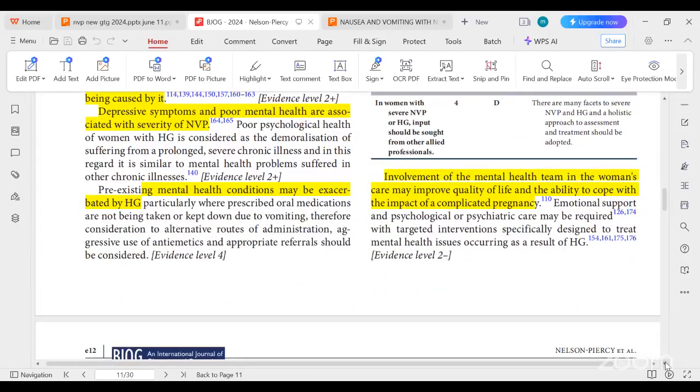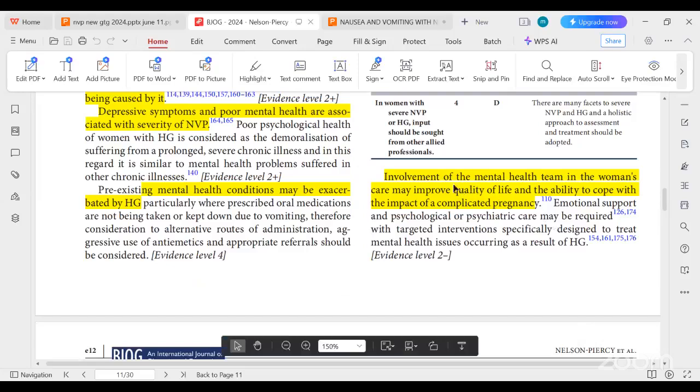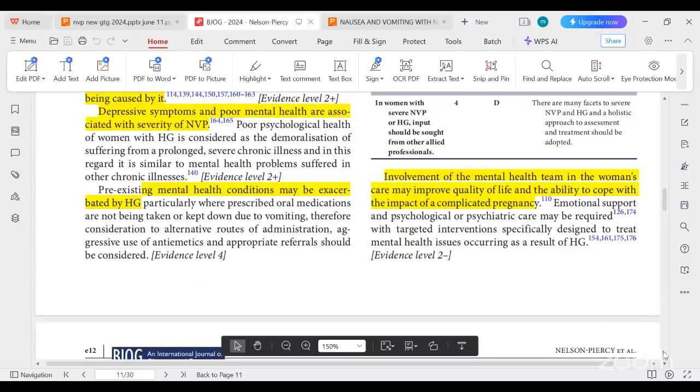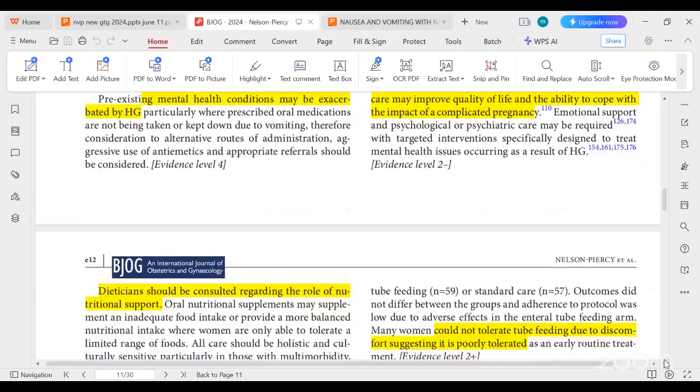So if anything is not working, we have to do the improvement. I will provide you these highlighted guidelines, so you can study from here as well. I am just narrating the important points from this guideline.